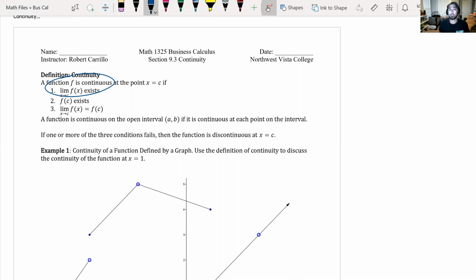Number 1 says the limit as x approaches c must exist. All right, if we pass that rule, then rule 2 says the point must exist. F at c exists. And then the third rule says if we pass rule 1 and we pass rule 2, the third rule says the limit value must equal the point value. So what does that mean? The y value of the limit must equal the y value of the given point.